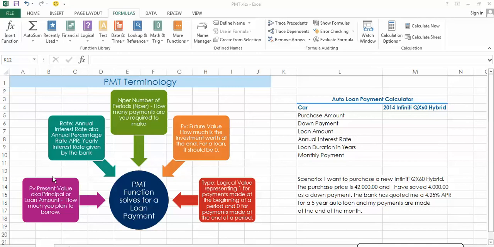And then type is a logical value that represents 1 when you're making payments at the beginning of a period, like at the beginning of a month, and 0 for payments made at the end of a period, let's say the end of the month.